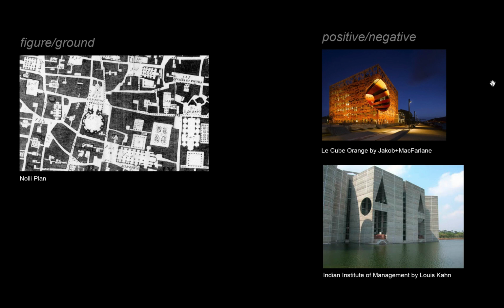To the right, we have positive and negative. This is also a figure ground issue as well. You've got a project by Jacob and McFarland, and then down lower you have another project by Louis Kahn. Again, these projects are separated by probably 50 or 60 years of construction. But up top, you've got this really big negative space that's been carved out of this orange cube. And then down lower, Louis Kahn uses very primary forms to carve out of this mega concrete structure.